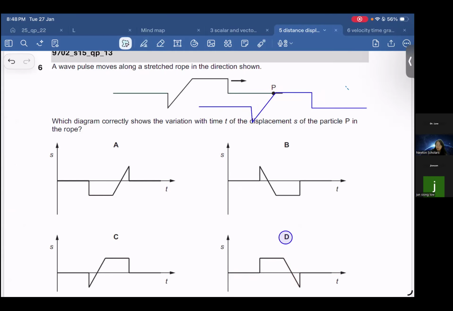This one needs your imagination: how the pulse is moving and how the particle P, this point, actually moves. At the start it is 0, until the pulse comes, it goes up. Go up, then it will stay there for a short distance. So actually it will travel a certain distance. Then after that, it goes down. So the answer is D. Are you able to accept this answer?